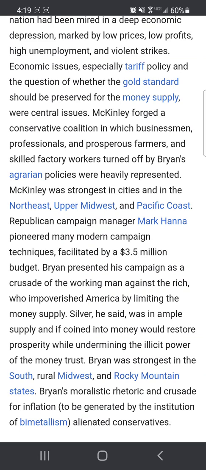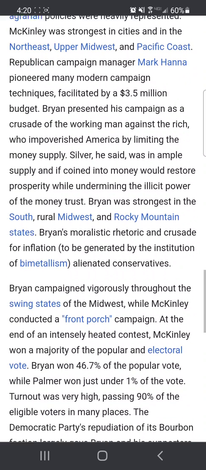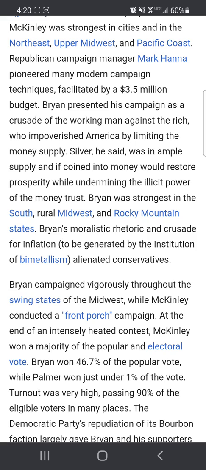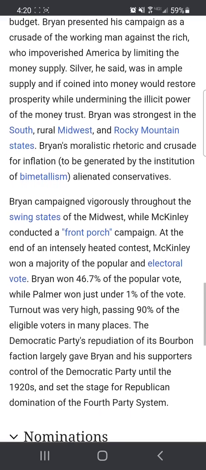McKinley forged a conservative coalition in which businessmen, professionals, prosperous farmers, and skilled factory workers who were turned off by Bryan's agrarian policies were heavily represented. McKinley was strong in cities in the Northeast, Upper Midwest, and Pacific Coast. He presented his campaign as a crusade of the working man against the rich. That is super populist right there. That sounds really Republican. Bryan said silver was in ample supply, and if coined it would restore prosperity while undermining the illicit power of the money trust. He was strongest in the South, rural Midwest, and Rocky Mountain states.